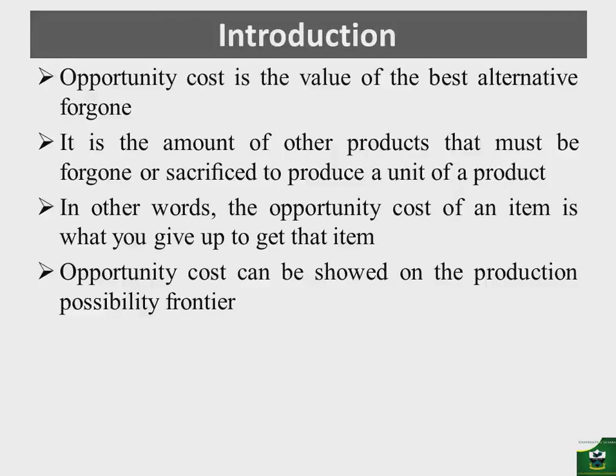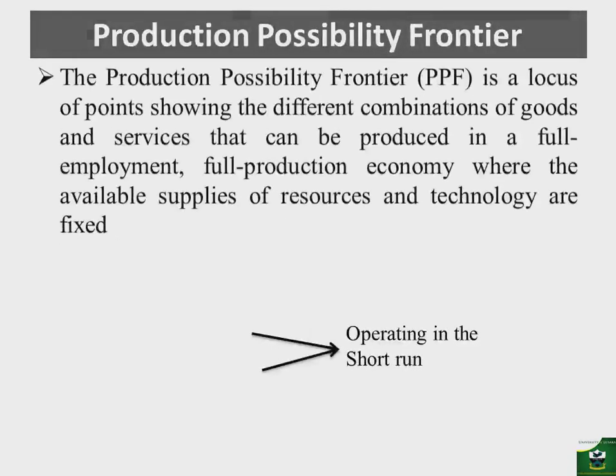So let's go to the production possibility frontier. The production possibility frontier is a locus of points showing the different combinations of goods and services that can be produced in a full employment, full production economy, where available supplies of resources and technology are fixed. And from this definition, we can therefore make 4 assumptions.